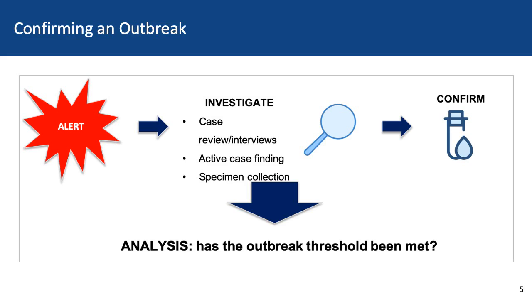Finally, case investigations and laboratory results will be used in analysis to determine whether the outbreak threshold has been met. The outbreak threshold is a pre-specified number of cases that must occur before an outbreak is declared. It varies depending on the pathogen and may be as few as one case or many cases for an endemic disease. This is typically included in surveillance standard operating procedures. Confirming an outbreak is important to raise awareness and mobilize a response.